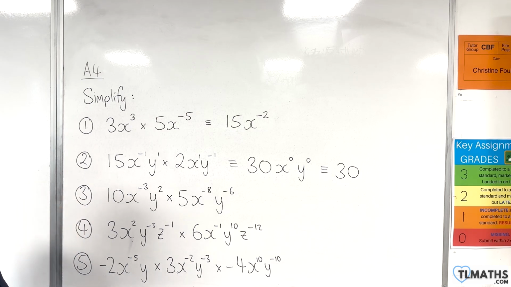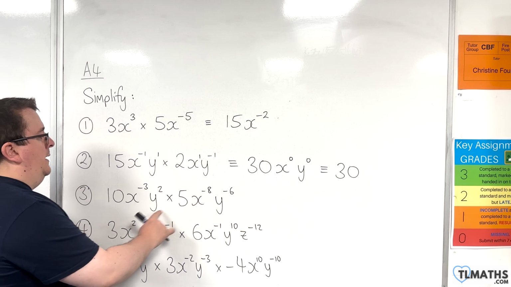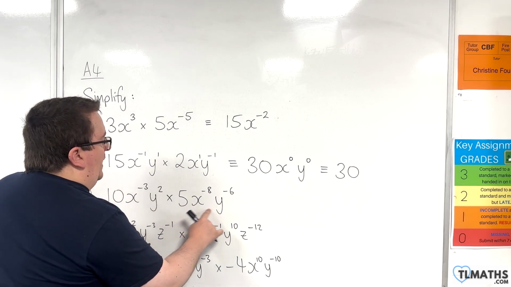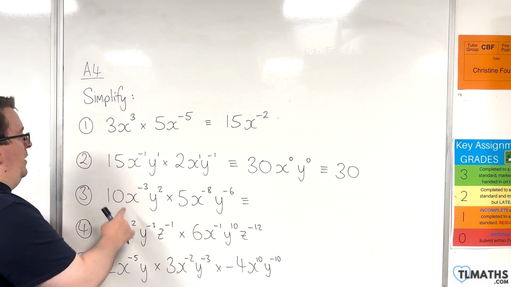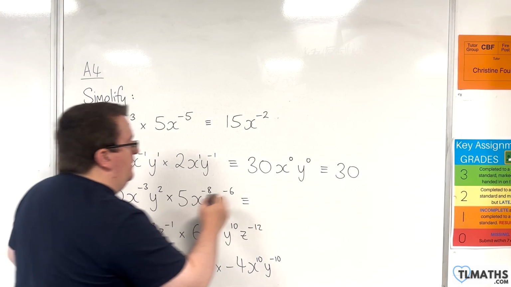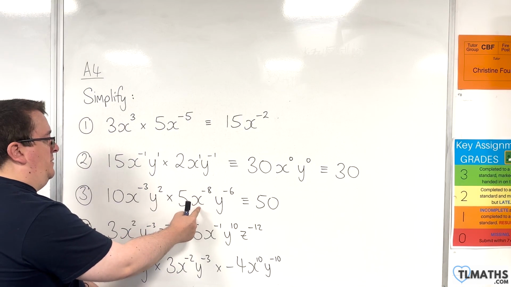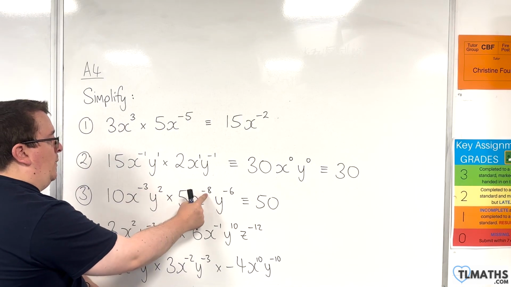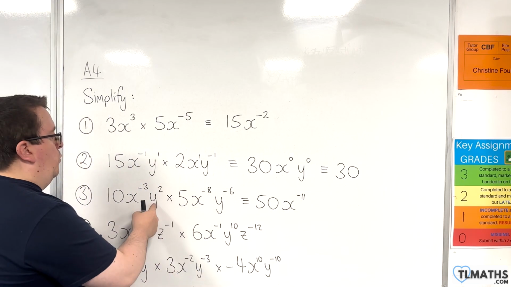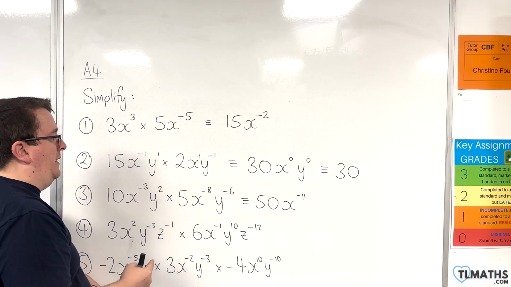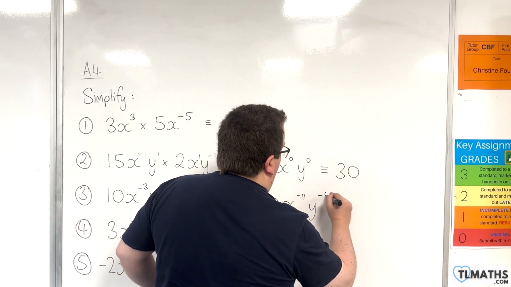So, number 3. We have 10x to the minus 3 y squared times 5x to the minus 8 y to the minus 6. So, first of all, 10 times 5 is 50. Then x to the minus 3 times x to the minus 8. Minus 3, take away 8 is minus 11, so x to the minus 11. Then y squared times y to the minus 6. 2 take away 6 is minus 4. So y to the minus 4.